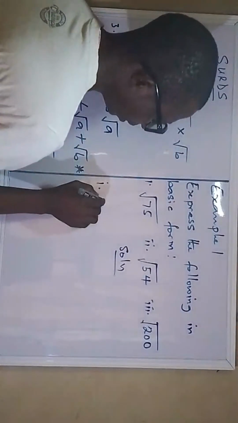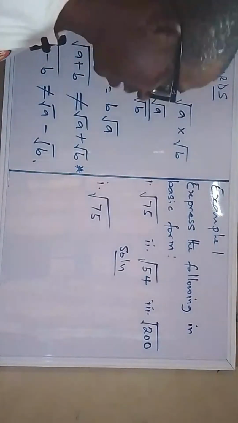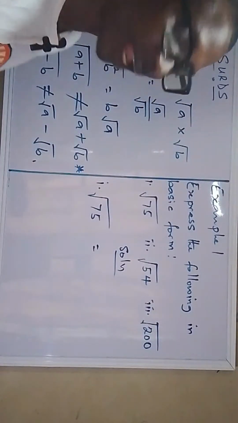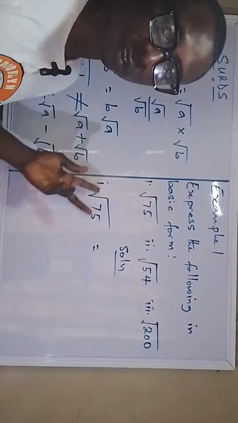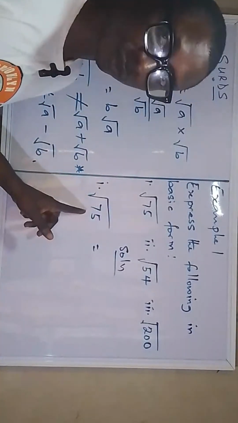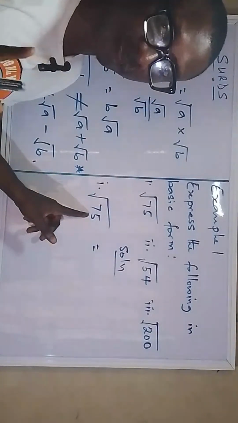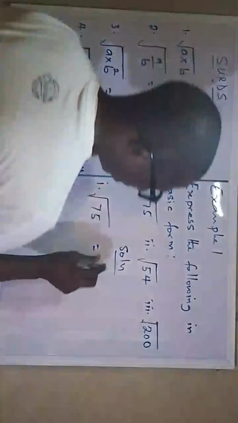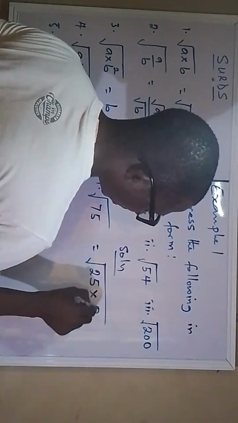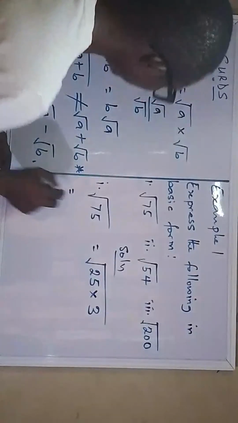So now let's start with the first one. The first one is square root of 75. I'm going to express this as a product of 2 factors, where one of them must be a perfect square. Now look at this. This is 3 times 25. 25 is a perfect square. So I'll write it this way: square root of 25 times 3 is the same thing as 75. Don't forget the rule I gave.